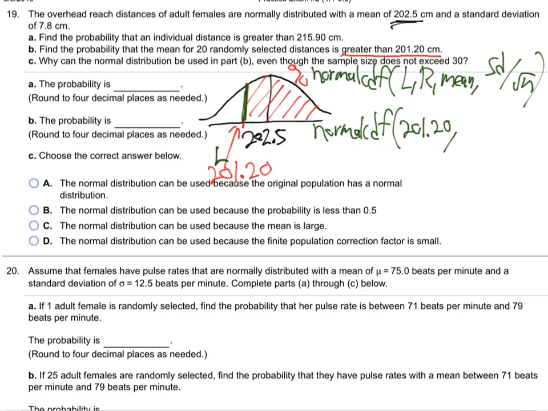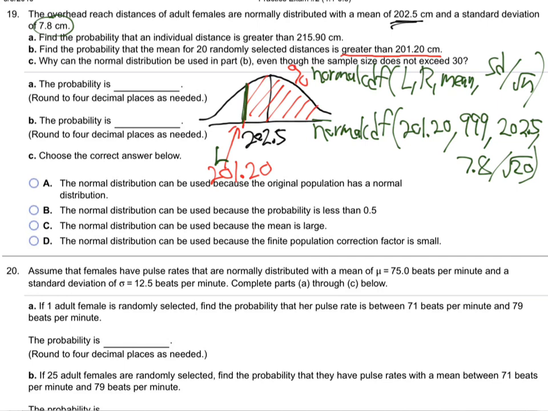201.20. What's the right edge? 999, because it goes forever, right? Mean is 202.5. And then finally, standard deviation is 7.8. 7.8 divided by the square root of 20 people. There it is. So that's the only difference, right? Just standard deviation divided by the square root of 20. And what do we got?